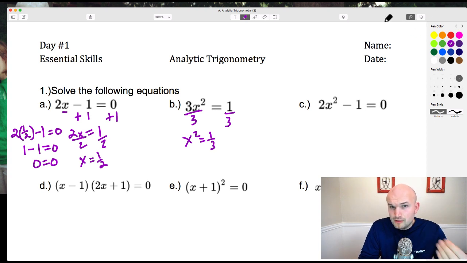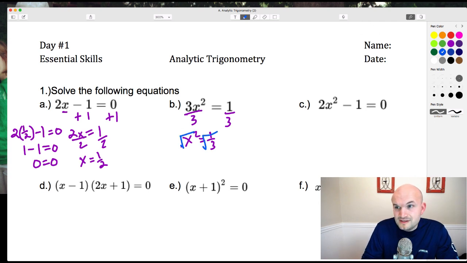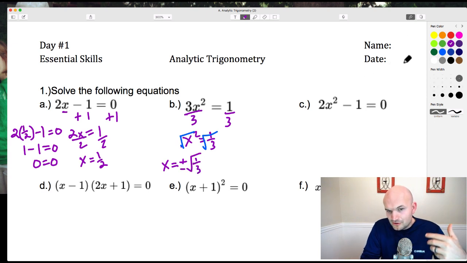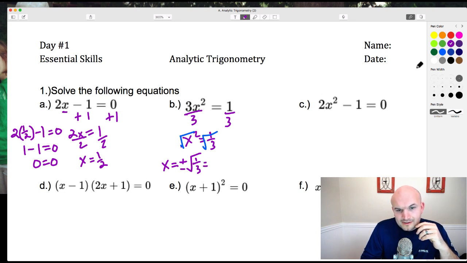Now, to undo squaring, we're going to want to take the square root. Just remember when you're introducing the square root, you have to make sure you include the positive and the negative version. Now, I am going to do a little bit of simplifying here. So we have to make sure we include plus or minus the square root of 1/3. And this, usually with radicals, trips up a lot of students.